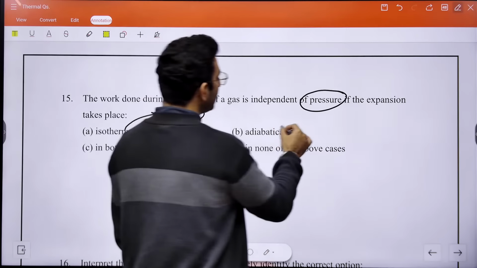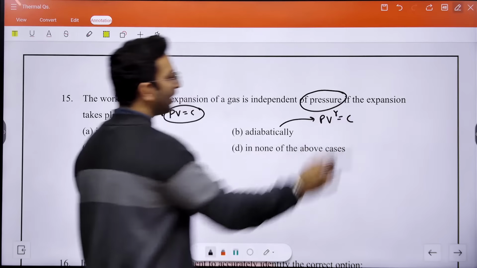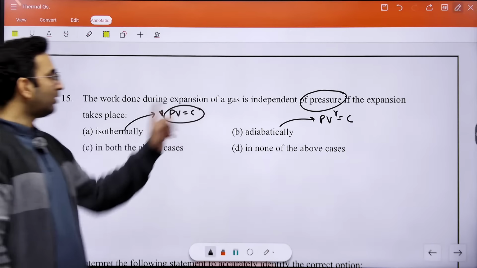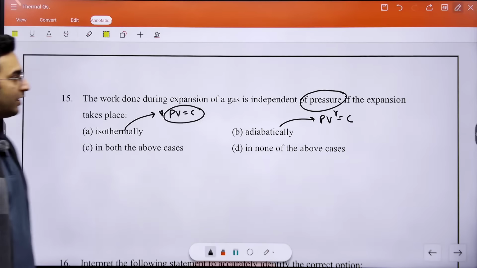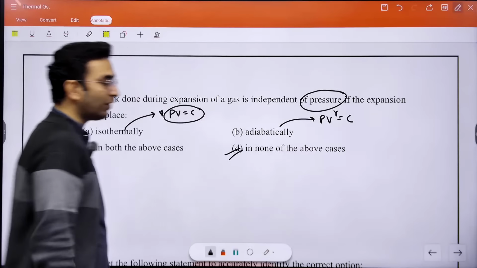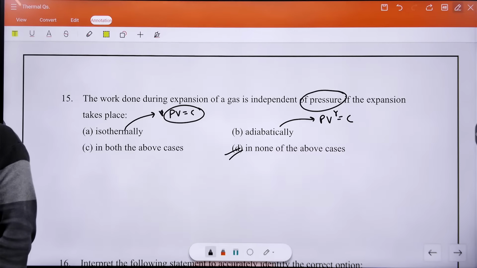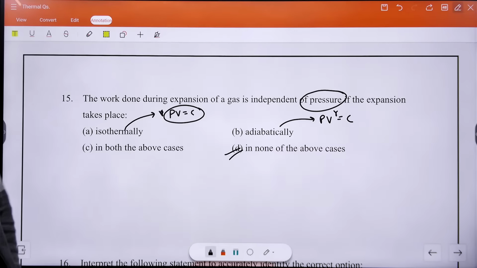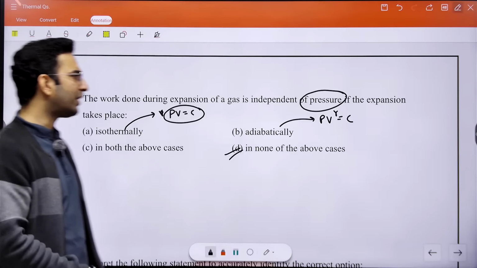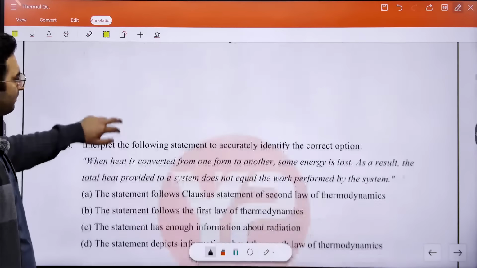In the adiabatic also, the process is written as PV^gamma equal to constant here. So I can say in both the options, okay, it is depending upon the pressure here. So therefore I can say none of the above cases will be the correct answer in this case. Okay? None of the above cases. In both the cases, it is independent of the pressure here. Just go through the formula of the work done here, you will get the answer.